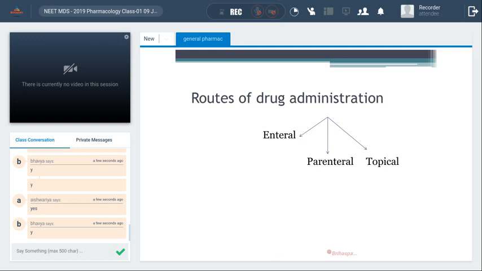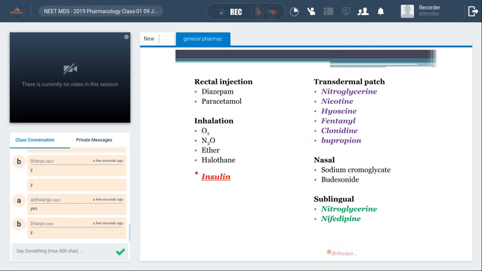Because this is a very simple topic, I will not go into details. I have only included those standard questions that are asked from this chapter. Nobody will ask you the advantages or disadvantages of each route, that you must all be aware of. What questions usually come is, this particular drug can be given by all routes except, or this drug is highly contraindicated by this route. Such questions. Okay.